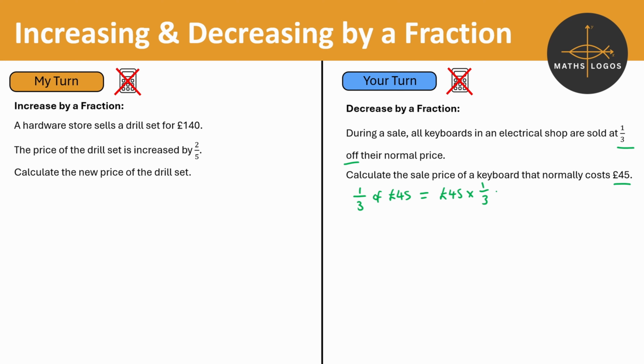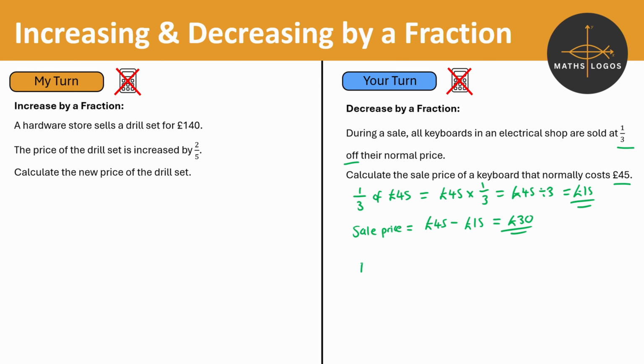And of course, multiplying by 1/3 is equivalent to dividing by 3. And 45 divided by 3 gives me an answer of 15. So the 1/3 off is £15 off. That means the sale price is equal to the £45, so the original value, subtract the £15 off, which is equal to £30. You may also have used the multiplier method, so let's have a quick look at that.